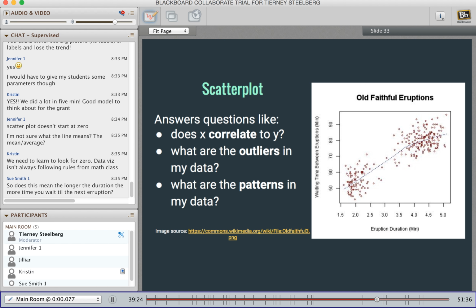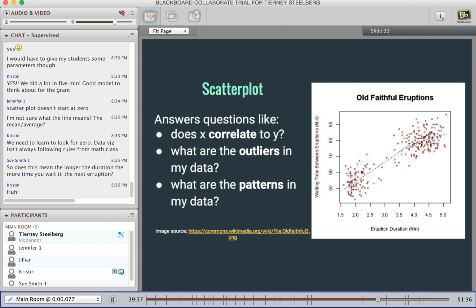And Sue Smith says, so does this mean the longer the duration, the more time you wait till the next eruption? And yes, I think that's exactly it. There's two clusters of points. The short eruption duration, short wait time, and then the long eruption durations, but then longer wait time. Those are some great observations.